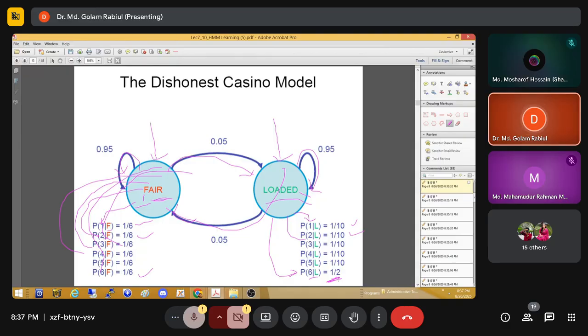And all other observations, 1 to 5, have equal probability, that is 1 by 10. So 5 times 1 by 10 is half. So getting 1 to 5 is half, and getting 6 is half also. The total is 1. So that's why we can see emission probabilities. These are our emission probabilities for the dishonest casino model.